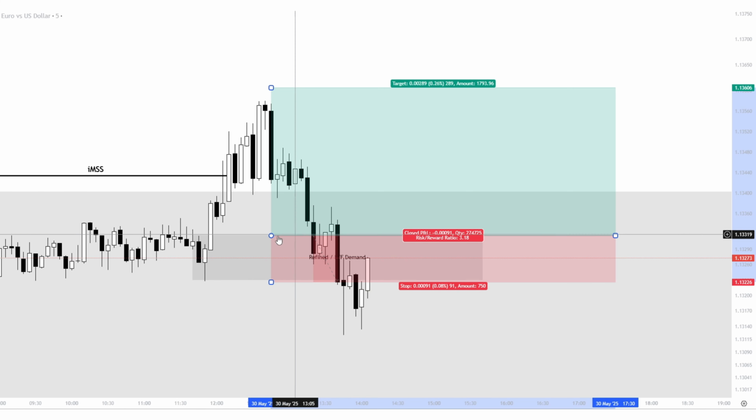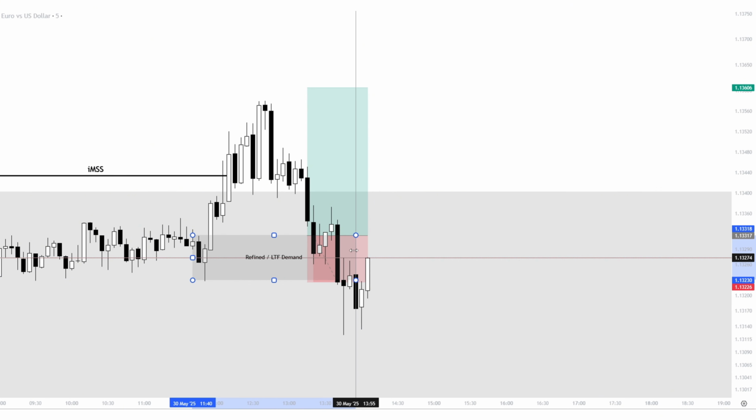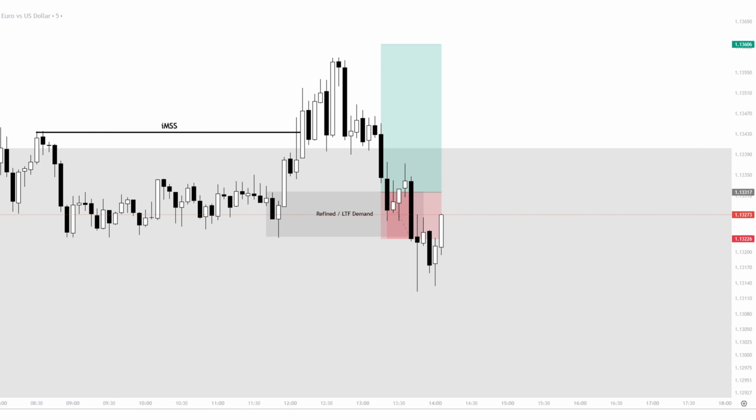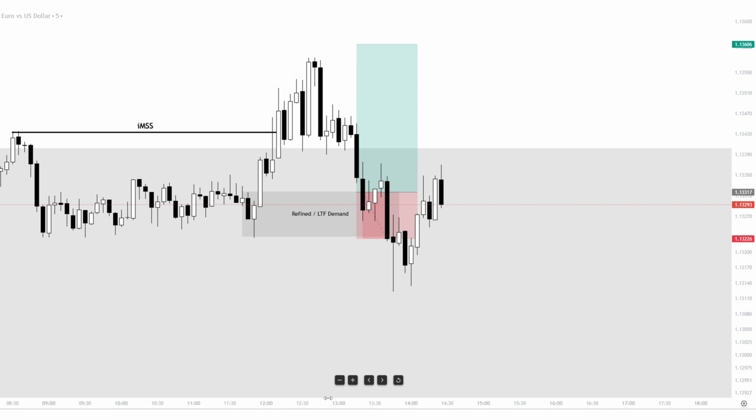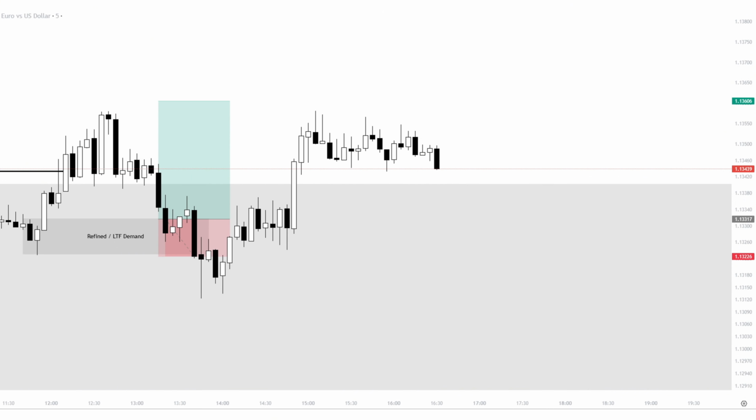The market actually broke the demand, invalidating the demand. It happens. Not all setups can be won, and actually you don't even need many winning setups as long as you properly manage your risk-reward. So if that demand is invalid, we wait for another opportunity to appear.